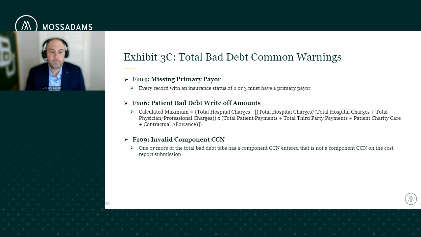And then the last part I'll add is the only calculated field in all this for these warnings is on that total bad debt. It's the warning if the patient bad debt write-off amounts, the F106. And that gets back to where I was talking about that your calculated maximum write-off amount can't be more than all of the activity plus that bad debt write-off amount can't be more than the total hospital charges. So that's something to look at for total bad debt.